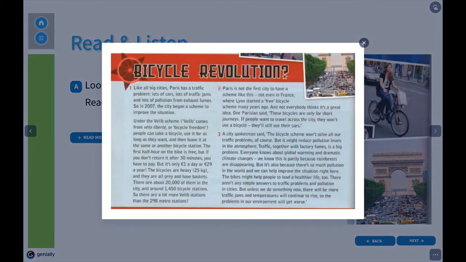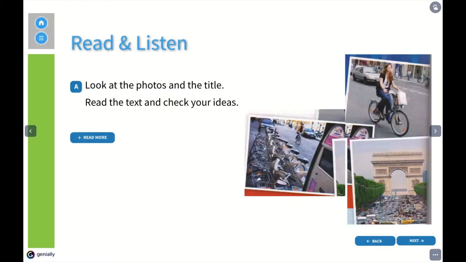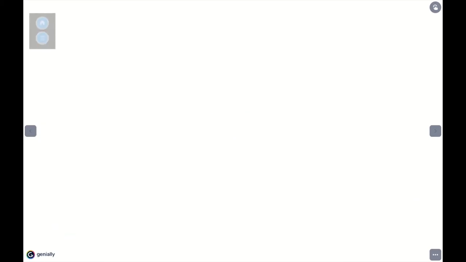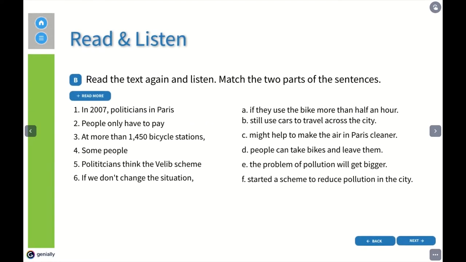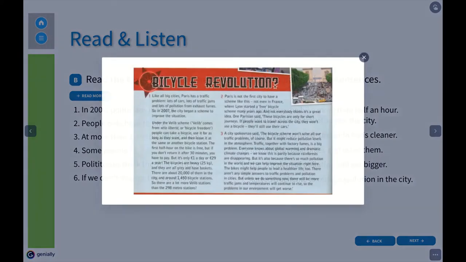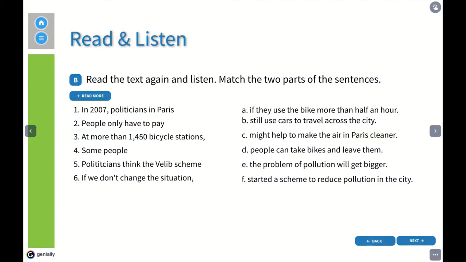Here is the article, Bicycle Revolution. So let's read through this reading text to check your ideas. After you do this exercise, let's move to another exercise, reading. Read again and listen, match the two parts of the sentence. You're going to read the same article again, Bicycle Revolution, and then match the two halves of the sentences here. Try to make it correctly, okay? So learn it by yourself, reading through the text carefully. Take your time to read it and then answer this exercise.